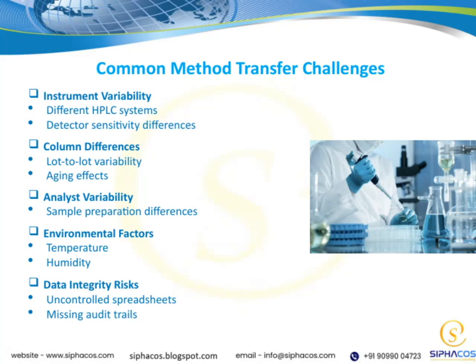When transferring methods, we often face a handful of common challenges. Instruments vary, different HPLC systems, and detector sensitivities don't always match. Columns bring their own quirks, with lot-to-lot differences and aging effects that impact performance. Analysts add variability too, especially in how samples are prepared. Then there are environmental factors. Temperature and humidity can quietly shift results. On top of all this, data integrity risks loom, like uncontrolled spreadsheets and missing audit trails. These are the hurdles we need to navigate carefully.